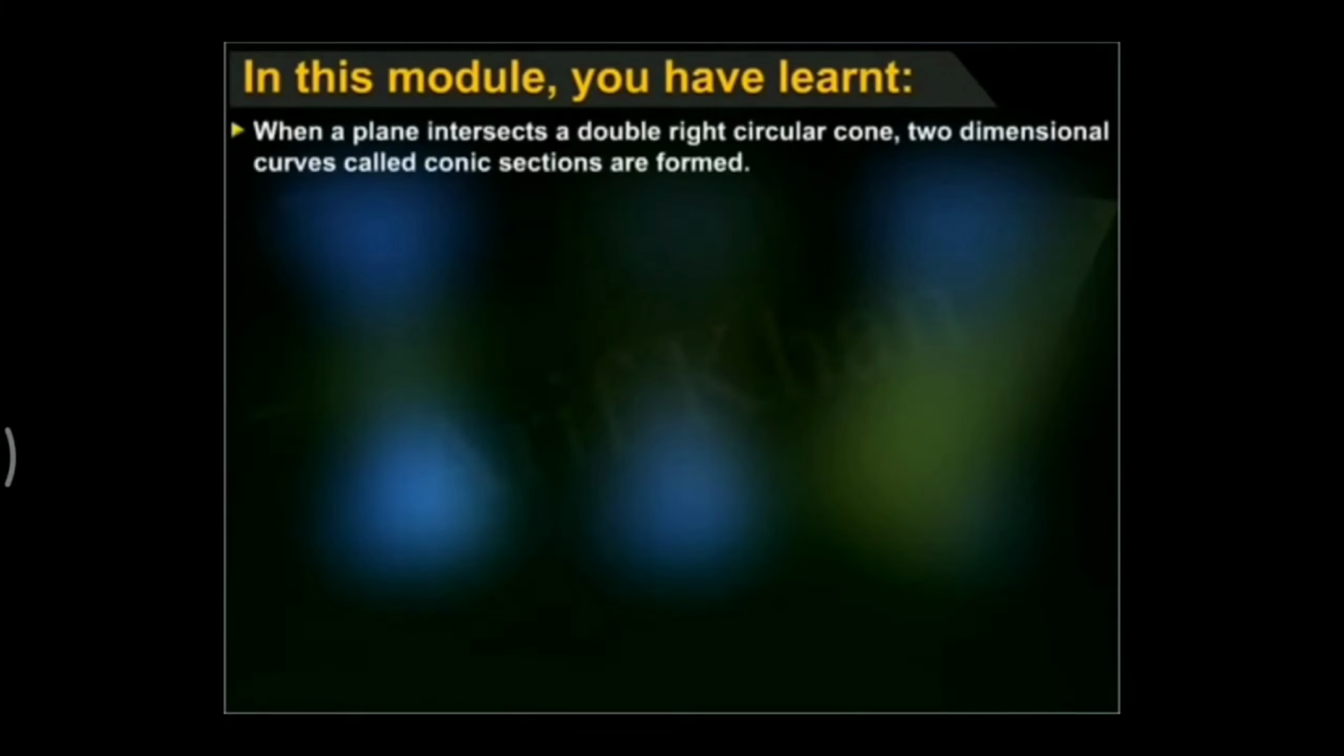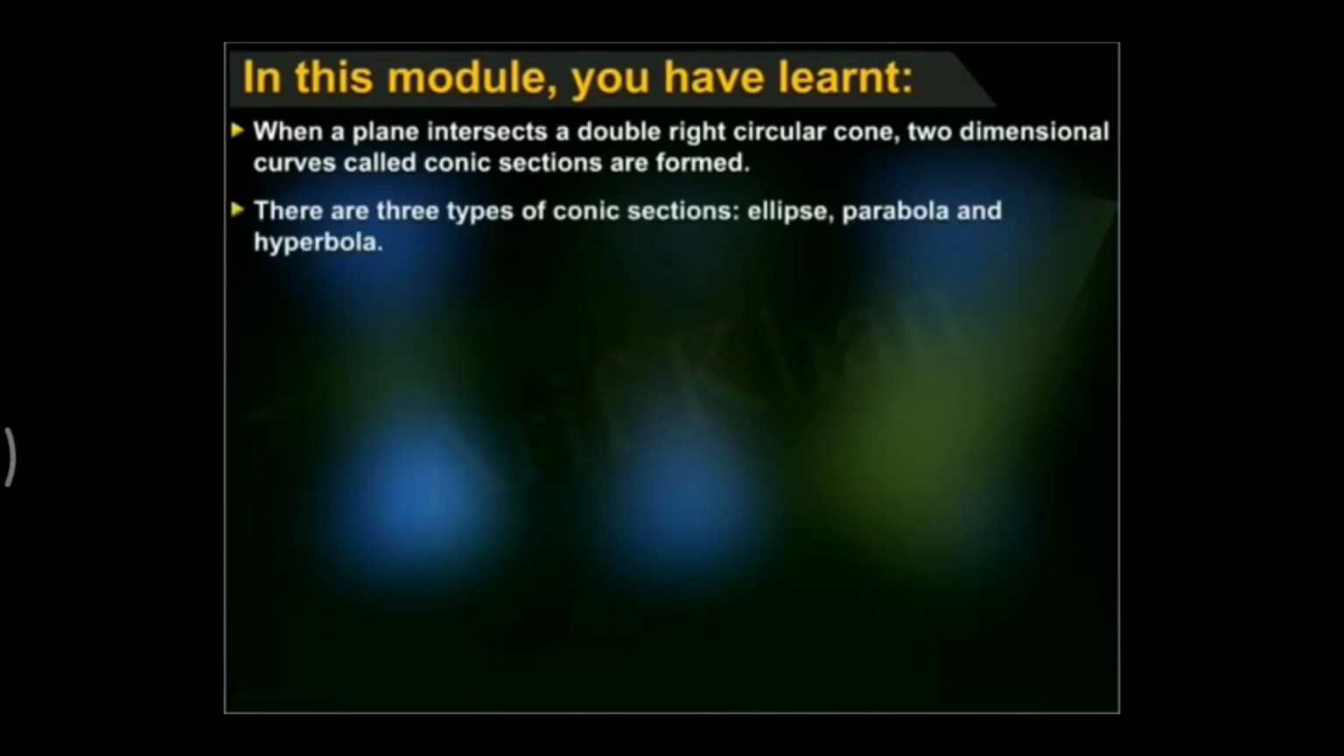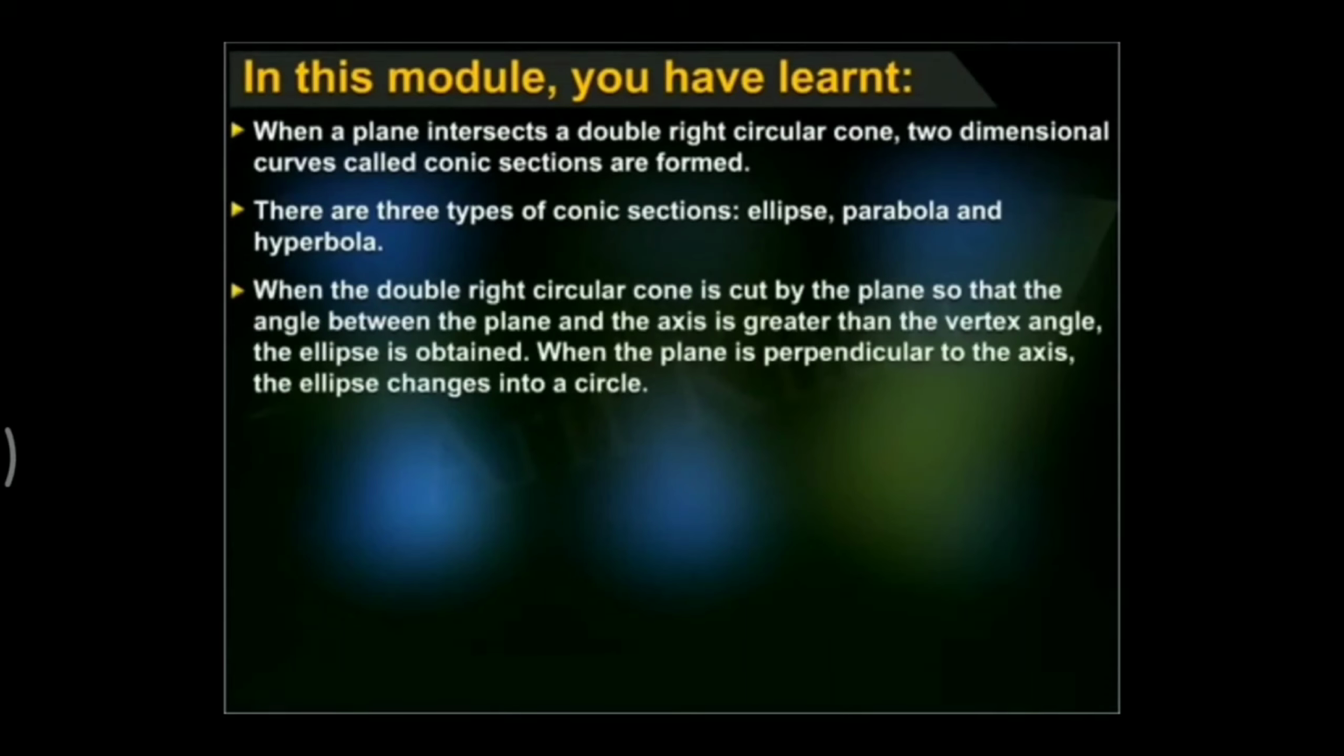In this module, you have learned that when a plane intersects a double right circular cone, two-dimensional curves called conic sections are formed. There are three types of conic sections: ellipse, parabola, and hyperbola. When the double right circular cone is cut by a plane so that the angle between the plane and the axis is greater than the vertex angle, the ellipse is obtained. When the plane is perpendicular to the axis, the ellipse changes into a circle.